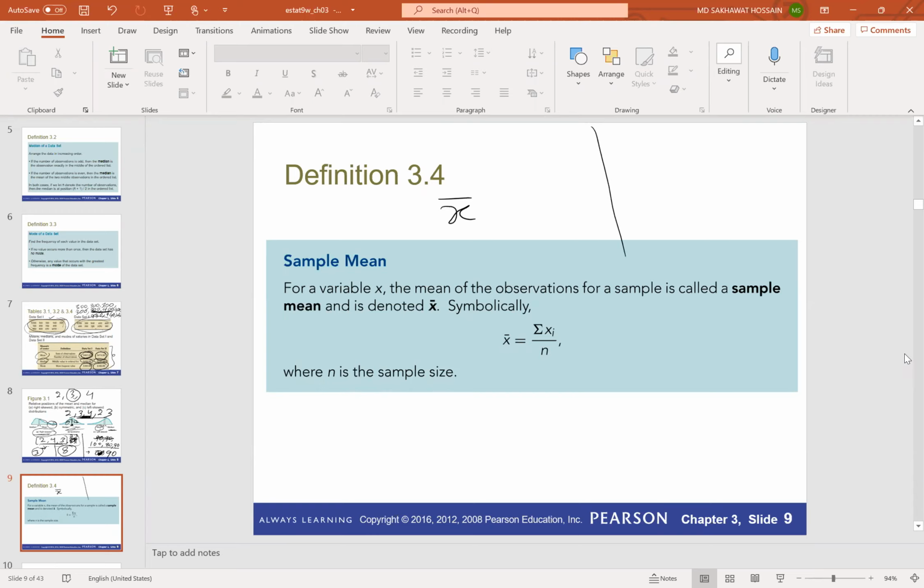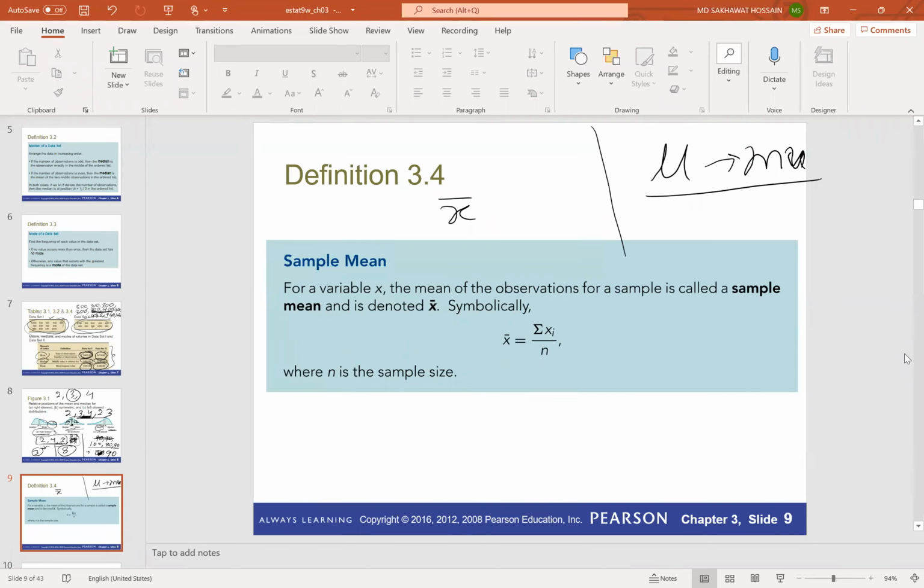The sample is collected from the population. The population mean is denoted by mu. We'll discuss this later. So this is the population mean, and the sample mean is denoted by X bar.